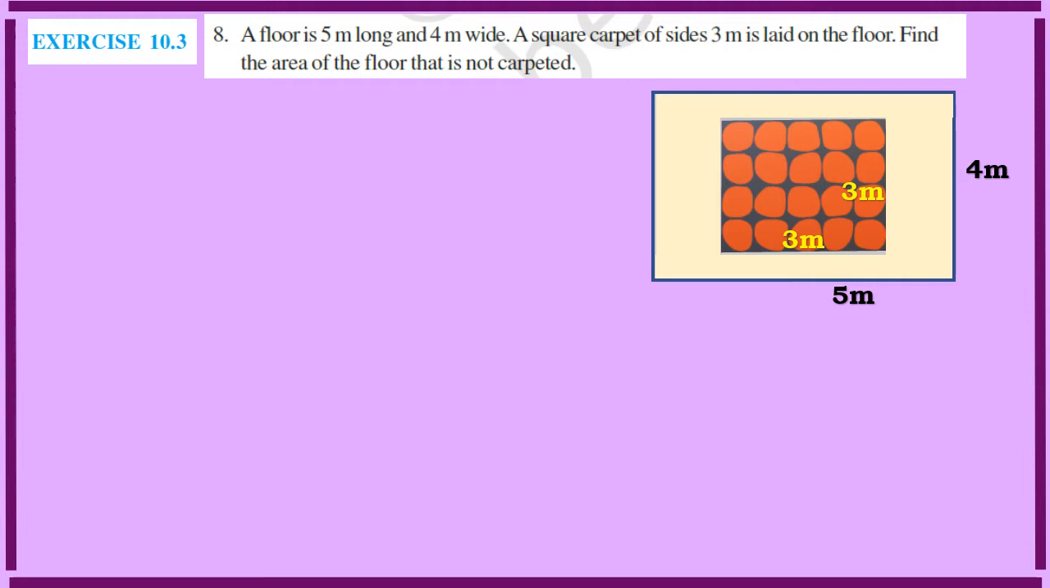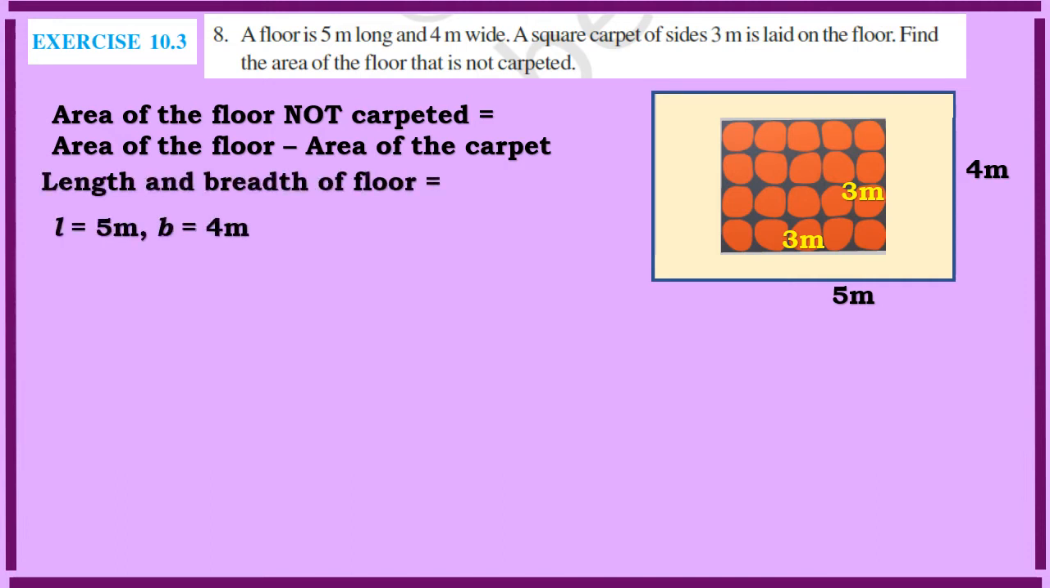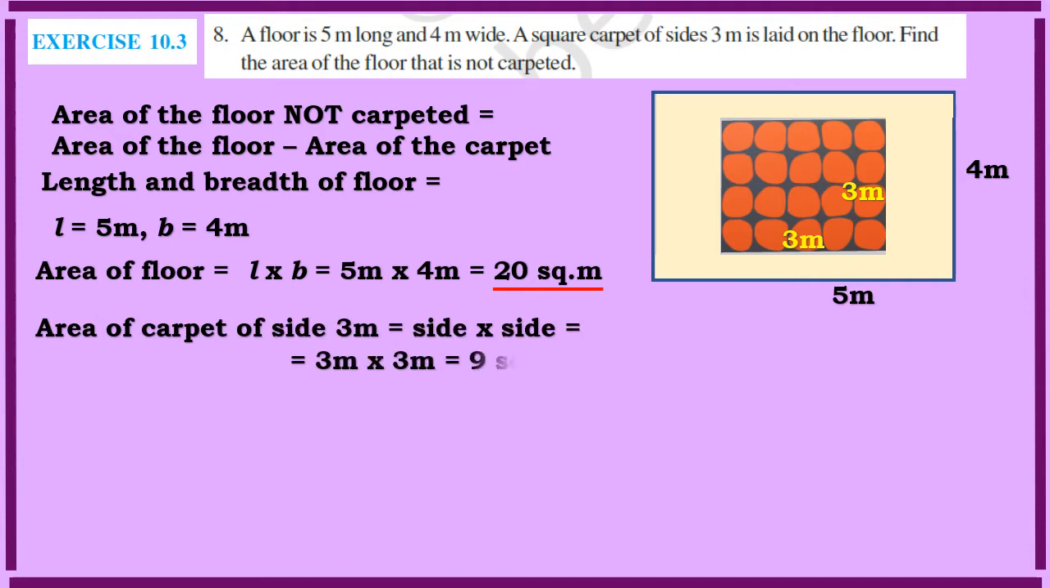Is it? Okay, then let us do. Area of the floor not carpeted is equal to area of the floor minus area of the carpet. So we know the length and breadth of the floor, so we can find its area, which is equal to 5 into 4, 20 square meter. Now the area of the carpet, it is a square, so the sides are equal, so side into side. So 3 into 3, 9 square meter.